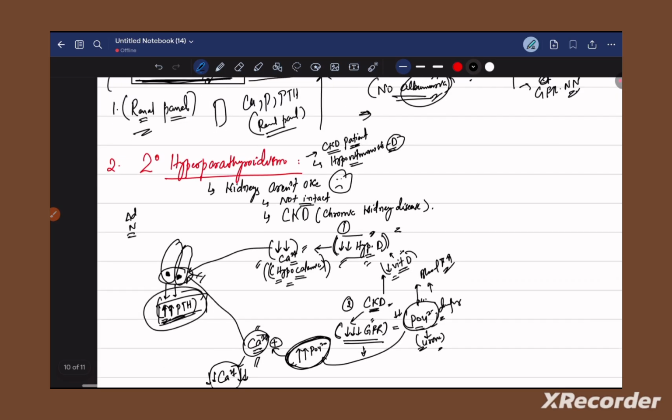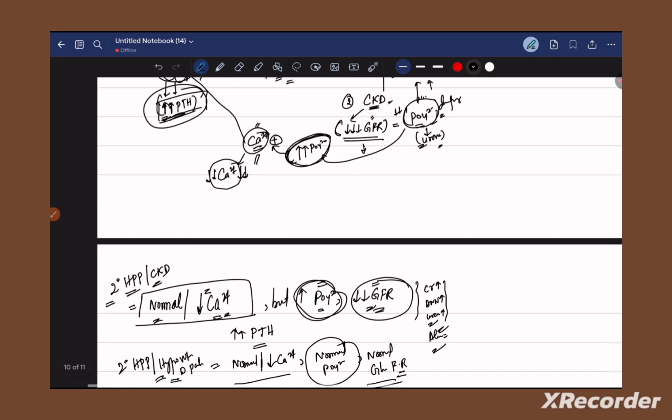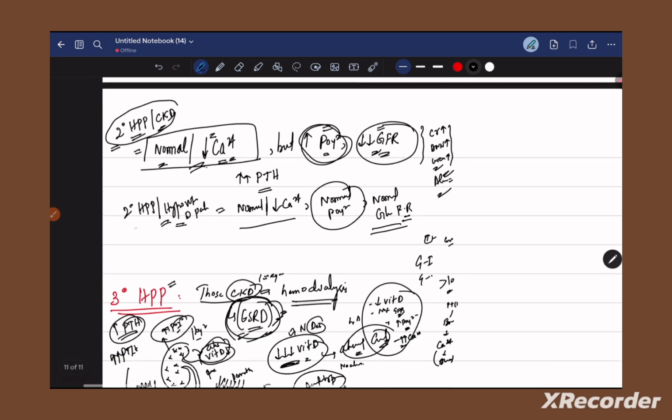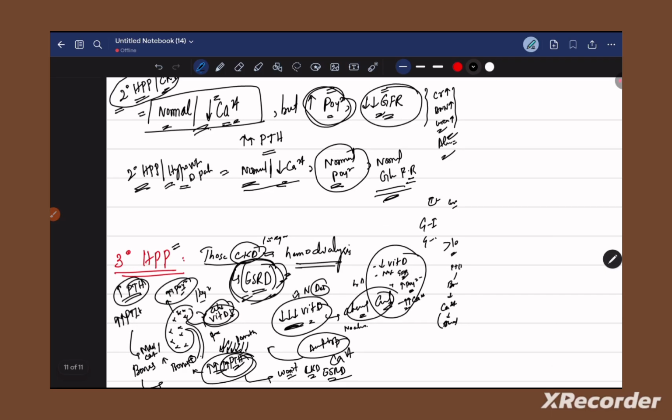Similarly with secondary, if it is secondary hyperparathyroidism and the patient is a CKD patient, there will be normal or decreased calcium, hypocalcemia, but increased phosphates and decreased GFR. In secondary hyperparathyroidism without CKD, there will be normal or decreased calcium, normal phosphates, and normal glomerular filtration rate.